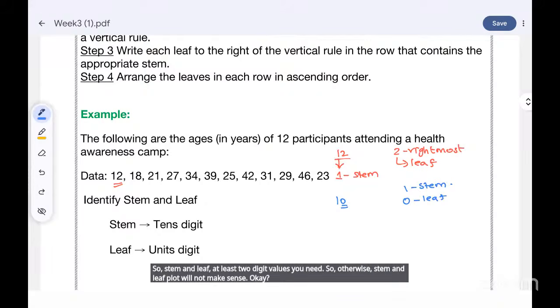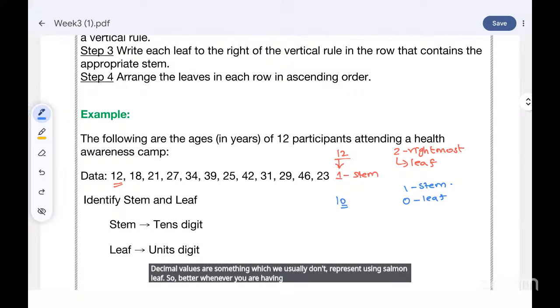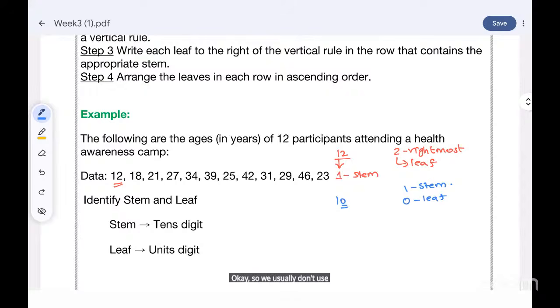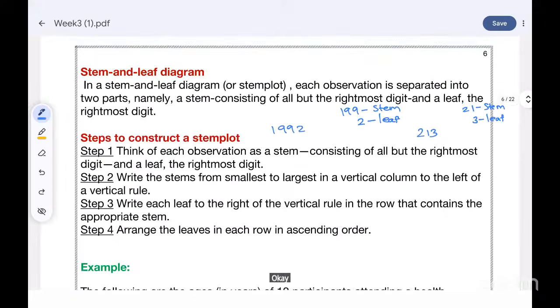Ma'am, what if the data is given in decimal values? Decimal values are something which we usually don't represent using stem and leaf. So whenever you are having decimal classes, stick to histogram. We usually don't use stem and leaf where you have decimal values. All right. Okay, so the first step, I hope it is clear.